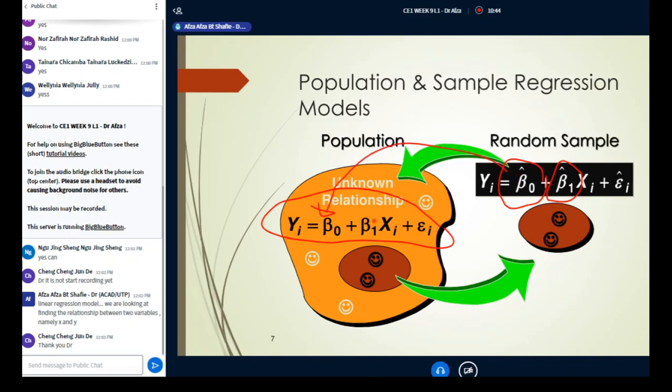It's just like the mean, mu and x bar. Because mu is not known, we use x bar to estimate mu. The same goes with this situation. We are just trying to estimate this, so that we know what we think is a suitable value for beta naught here and a suitable value for beta 1 here.